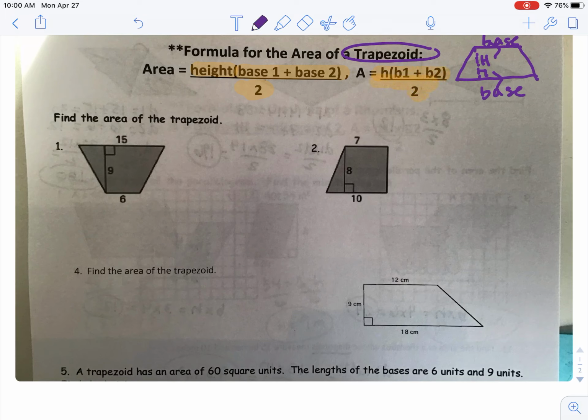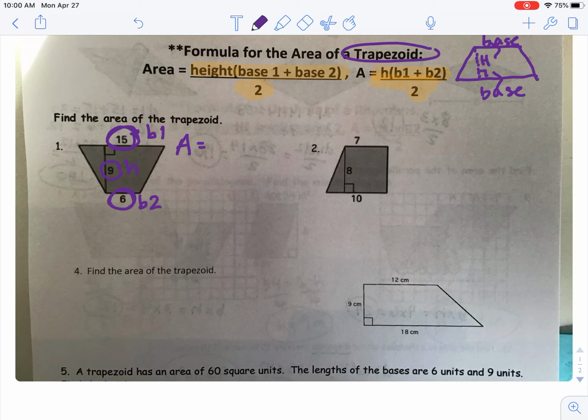So in this picture, this first one, let's decide what our different variables are. The straight up and down one, that's always your height. And then the other two are our bases. So 9 would be height, and then 6 and 15 are going to be bases. And it doesn't matter which one you call base 1 and which one you call base 2. You can just pick. I'll do the top one as base 1 and the bottom as base 2, but you could switch those and it really wouldn't matter.